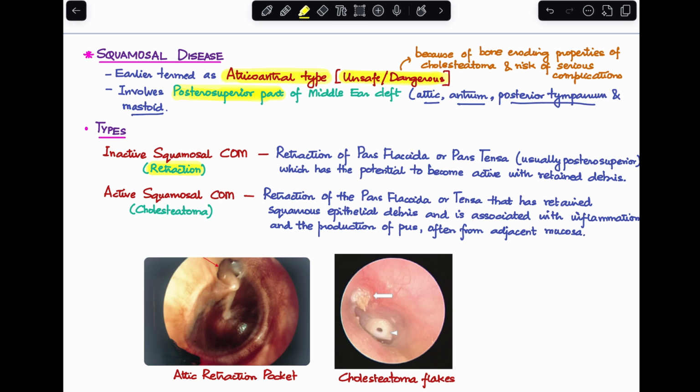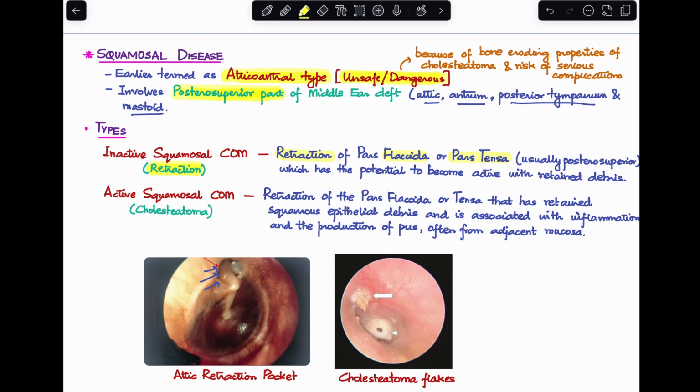Here, what we see is there is either a retraction of the pars flaccida or the pars tensa, usually in the posterior superior part, which has the potential to become active with retained debris. You can see in the first image over here that this is the attic. You can see how there is the presence of a retraction pocket in the attic region. And this is usually clear of any discharge or debris. However, it always retains the potential to become active and start to form debris and collection of it inside it.